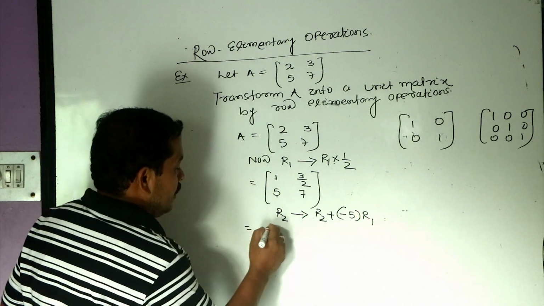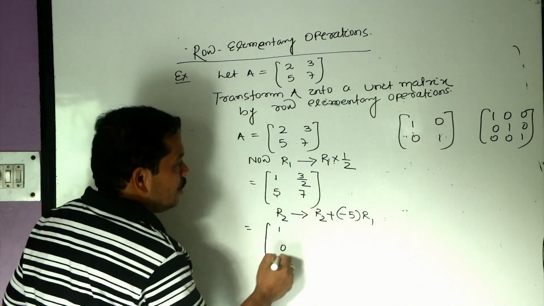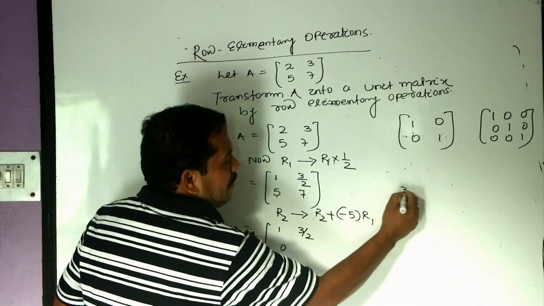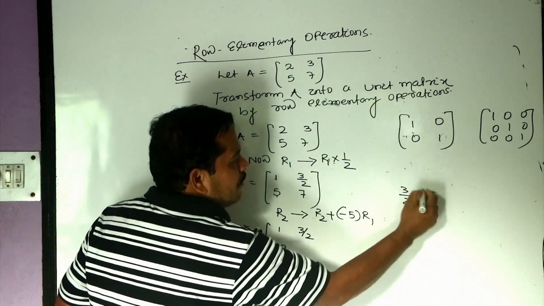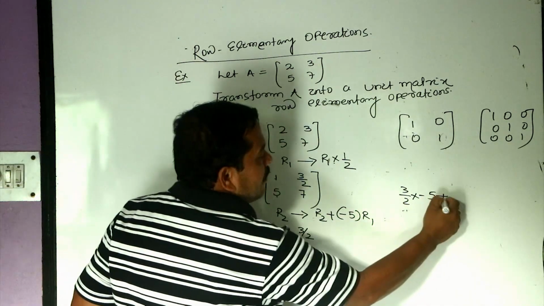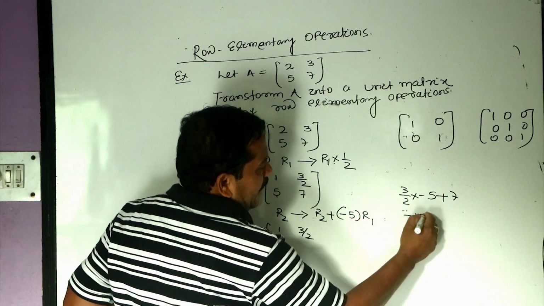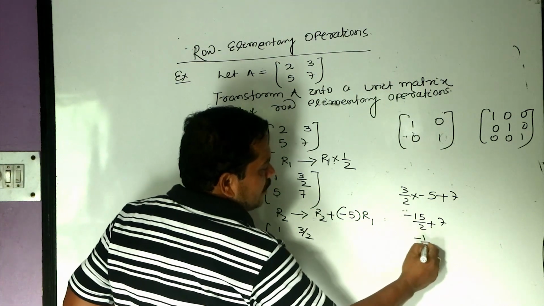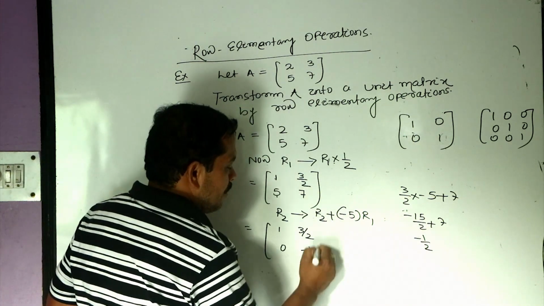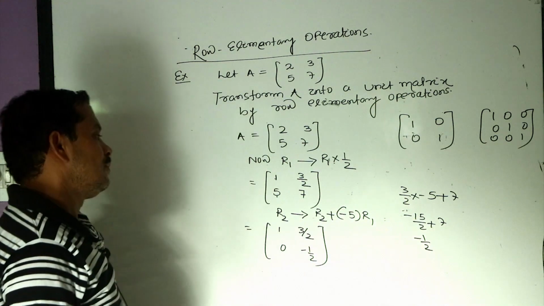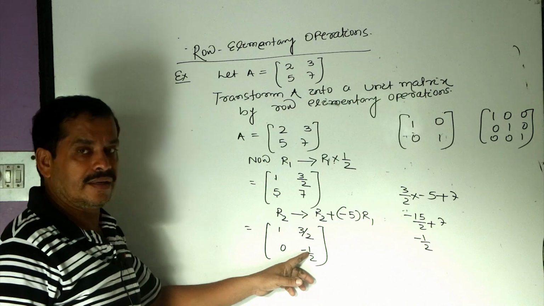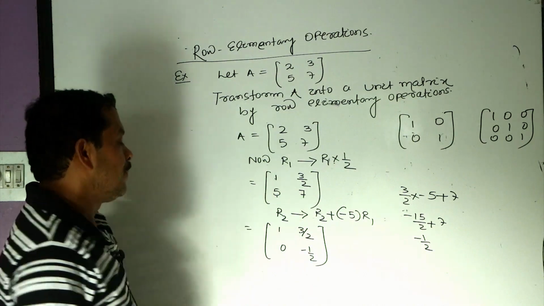Then 1, 0, 3 by 2. Here we multiply 3 by 2 with minus 5 plus 7. That will be minus 15 by 2 plus 7, which is equal to minus 1 by 2. Here it will be minus 1 by 2. Next, we have to make this 1, and the other should be 0.